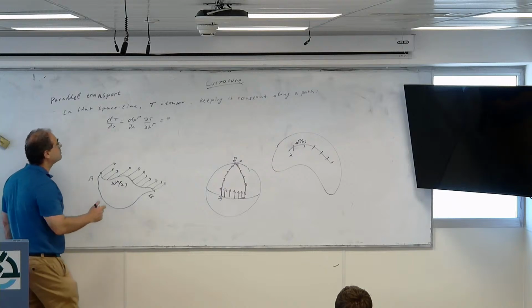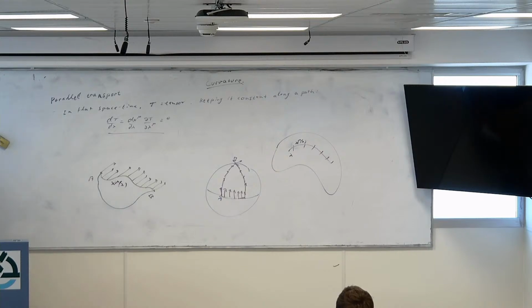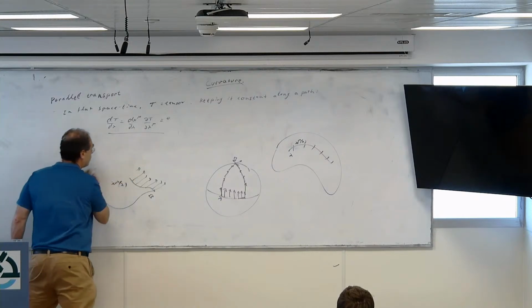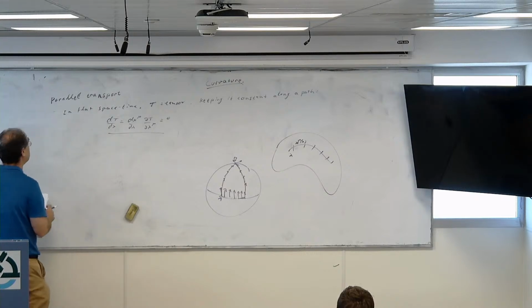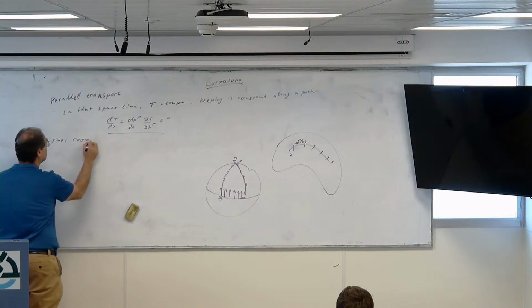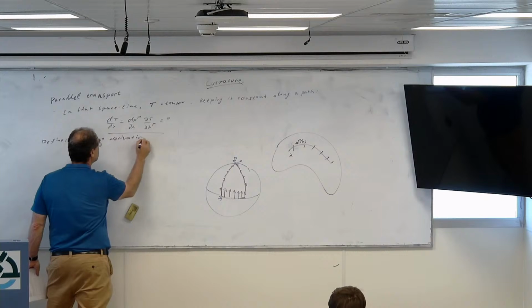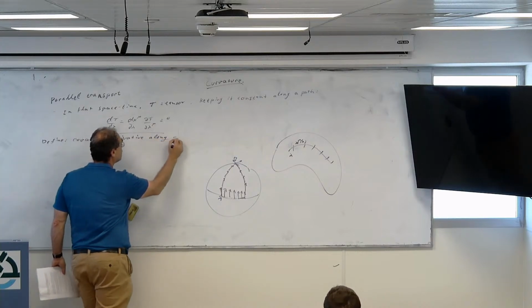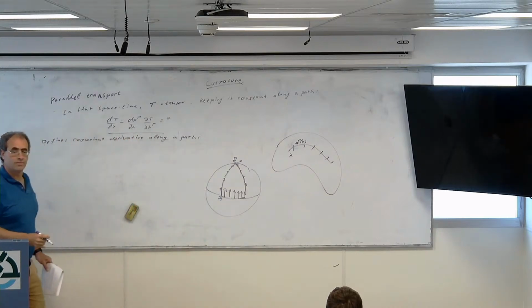So, it is not changed. That enables us to define a new concept, which is the covariant derivative along the path. So, fine. Covariant derivative along the path.